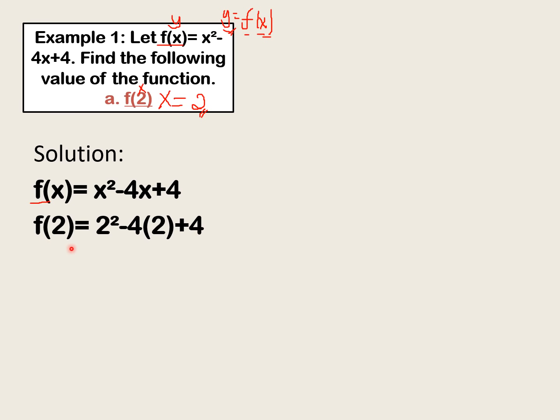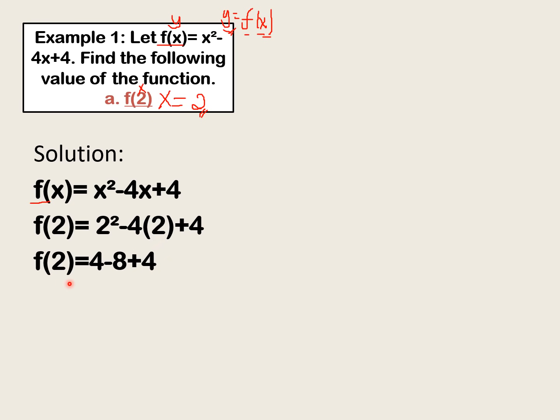So, after natin ma-substitute yung value ng x natin, of course, that's the time na kailangan na nating i-simplify. Okay? So, copy lang yung function notation natin dito or yung name of a function, f of 2. Copy lang yan. Then, equal sign, 2 squared becomes 4 minus 4 times 2 is 8 plus 4. Okay, but we're not done yet.